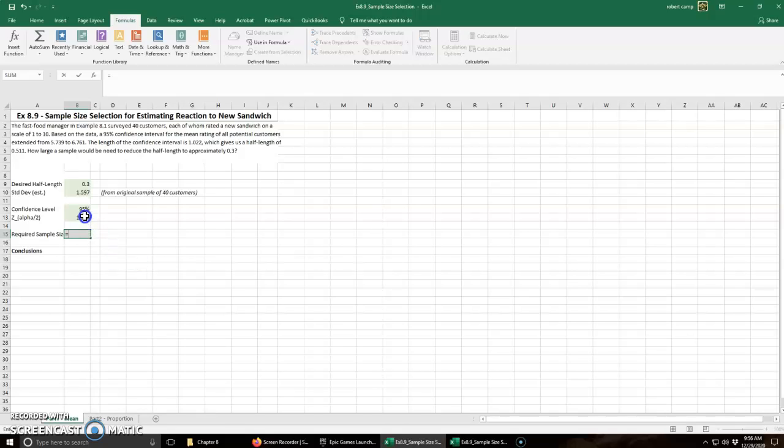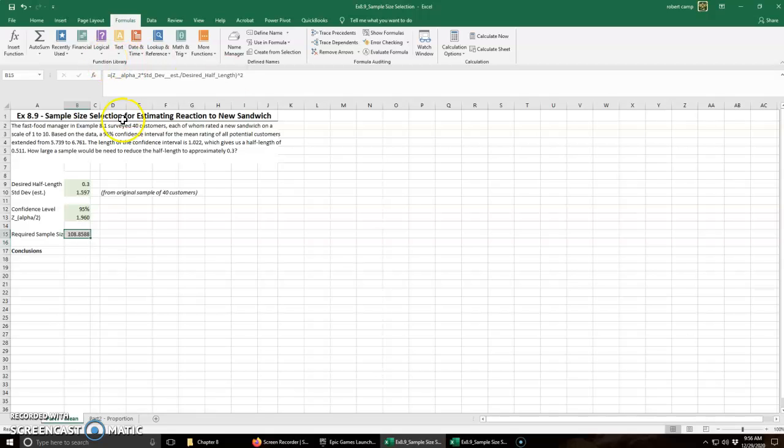Now we've got our required sample size, which is going to be our z-value multiplied by our standard deviation, the actual number, not the words, because that's not going to work. We're going to divide that by our desired half length, and then take all of this and square it, just like the equation we talked about. I get 108 with some remainder.